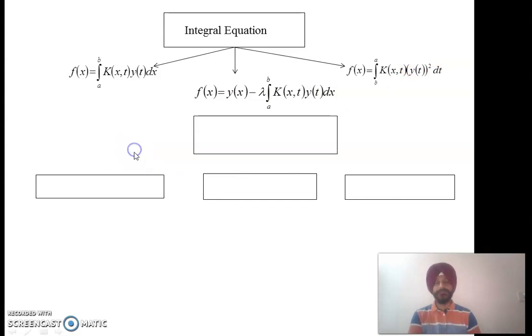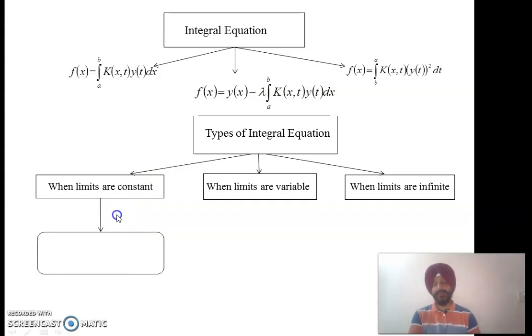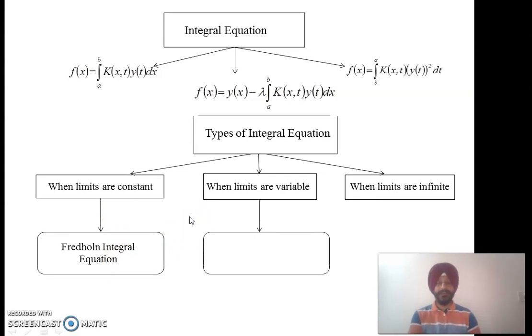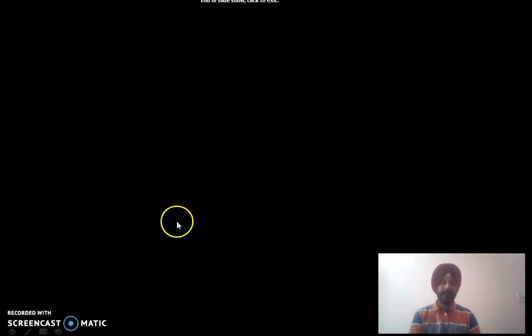Now come to the next part, that is types of integral equations. The first is when limits are constant, the second is when limits are variable, and the third is when limits are infinite. Constant limits means we have Fredholm's integral equations. Second, when limits are variable, we have Volterra's integral equations. And third, when limits are infinite, we have singular integral equations. So students, in the next video we will discuss all these integral equations in detail. So let's start the next lecture. Thank you.